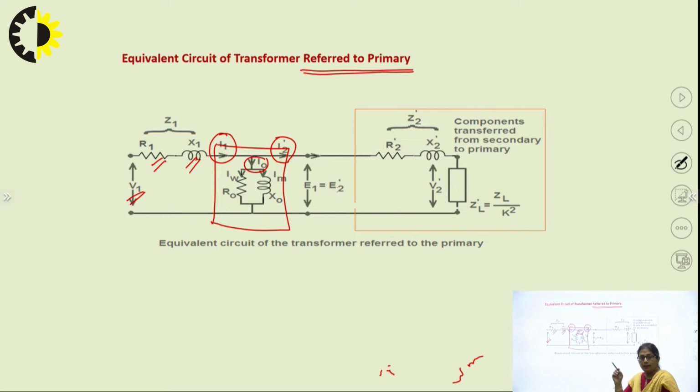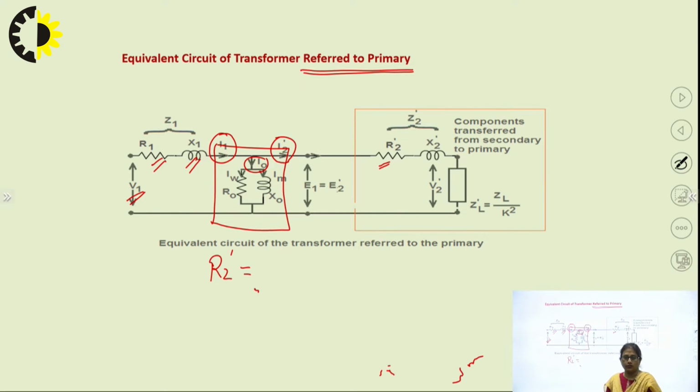Now, the mutual coupling between the two coils has been removed, so I can say the induced EMF is E1. Now, I will refer one by one quantity from the secondary side towards the primary side. The very first quantity is R2, the resistance of the transformer secondary winding. When I am referring it towards the primary side, the value of the secondary resistance has to be changed. That new resistance is going to be R2 dash.